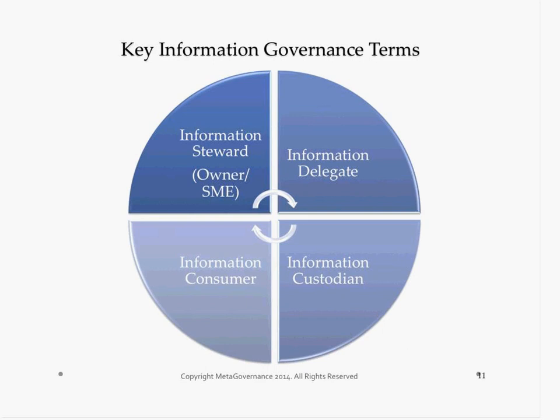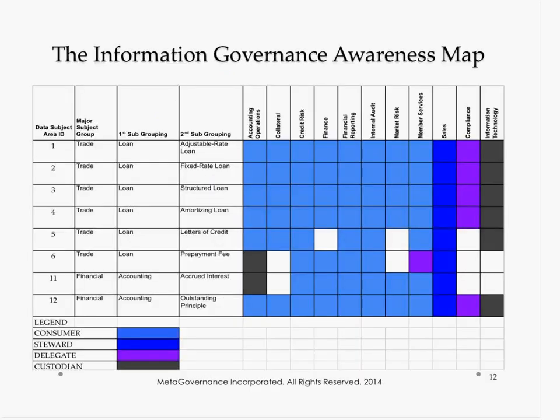The customer is clear, people that are using that information, and the custodian also is clear, those who are responsible for protecting it. If it's a production system, that custodian is going to be IT. If it's a user application, that custodian is going to likely be the business.